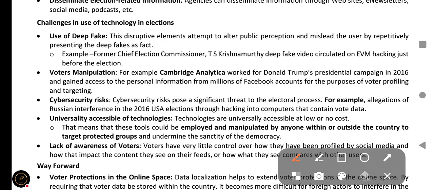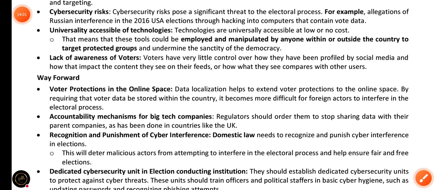And cyber security risks. The challenge of cyber security risks. Cyber security risks pose a significant threat to the electoral process. Examples: allegations of Russian interference in the 2016 US elections through hacking into computers that contain vote data. So this is an example of cybersecurity risk.